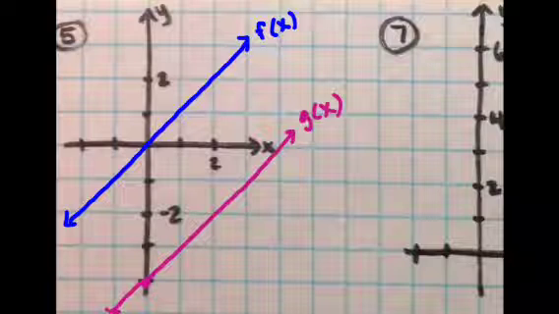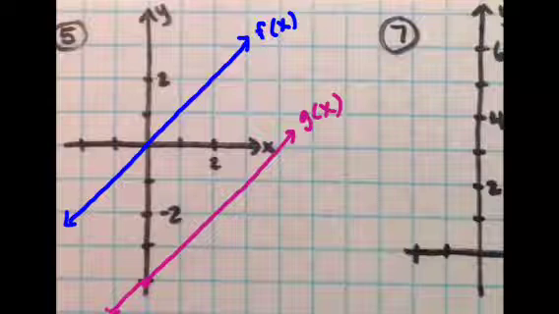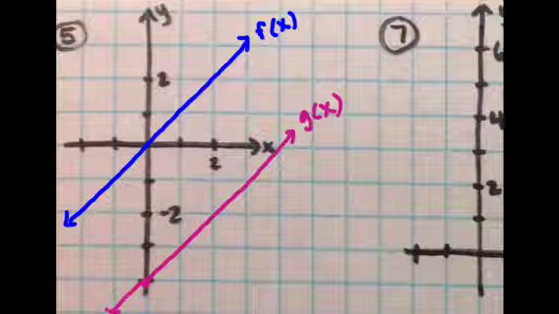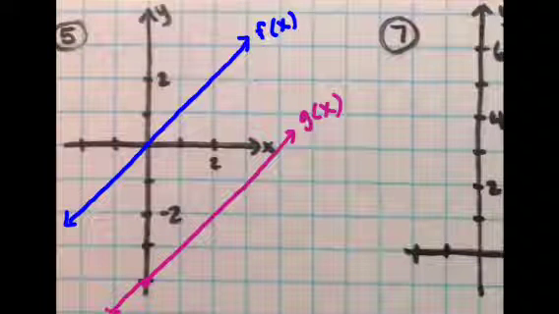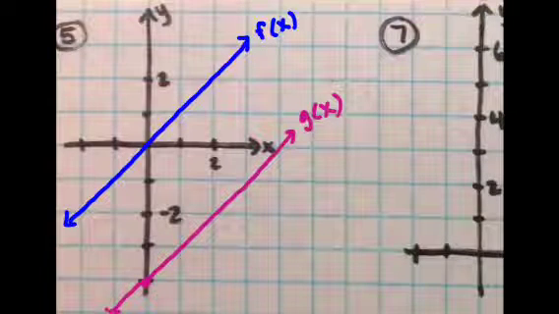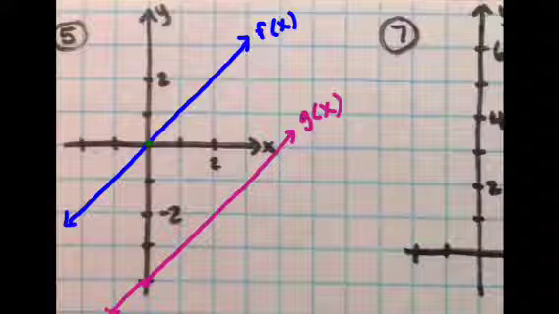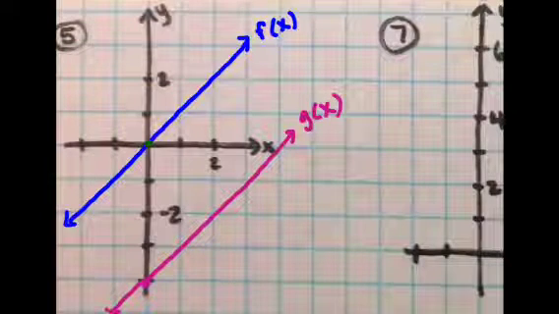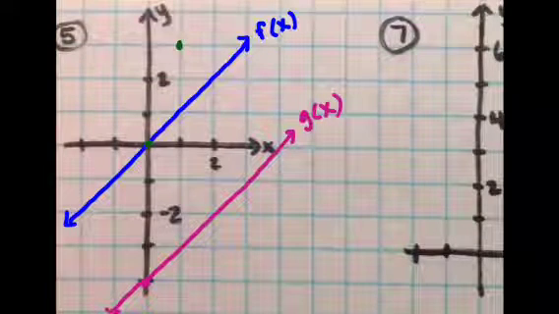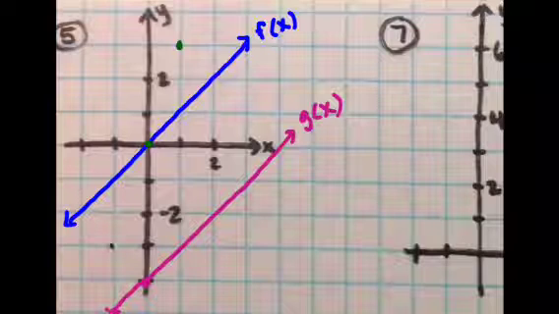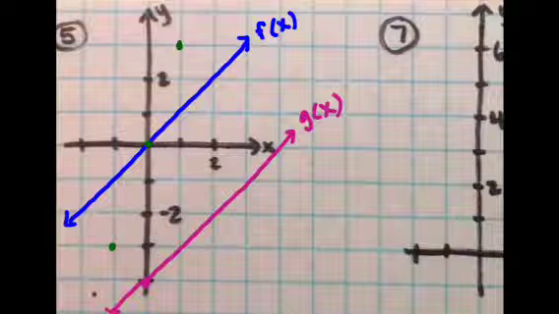H of x has a vertical stretch by a factor of 3. So that means that the y's get multiplied by 3 on the parent function. So 0, 0 is going to stay 0, 0. So I'll put it right here. But instead of 1, 1, like you see on the blue line, it's going to be 1, 3. Instead of negative 1, negative 1, it's going to be negative 1, negative 3. So connect those points.